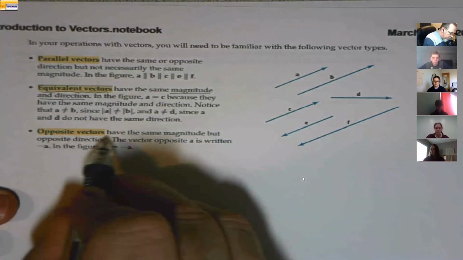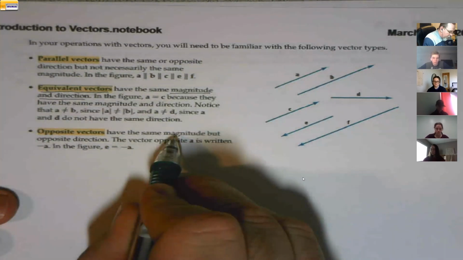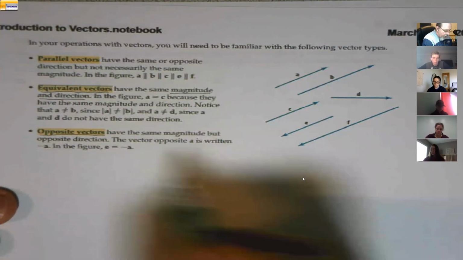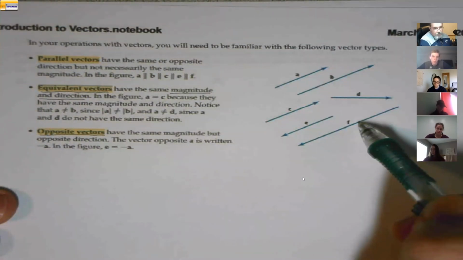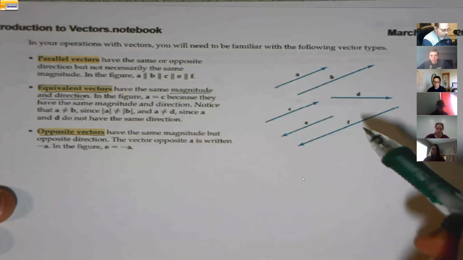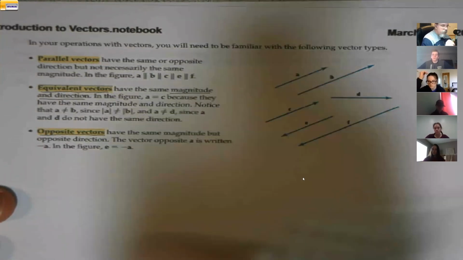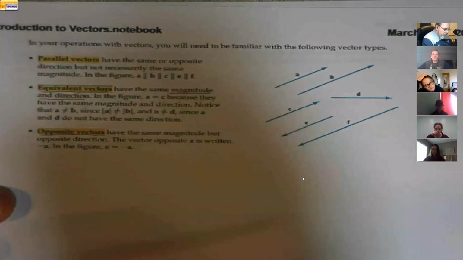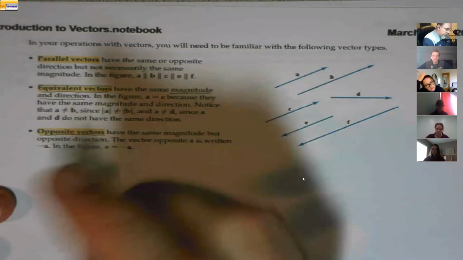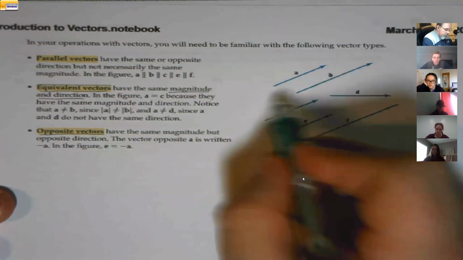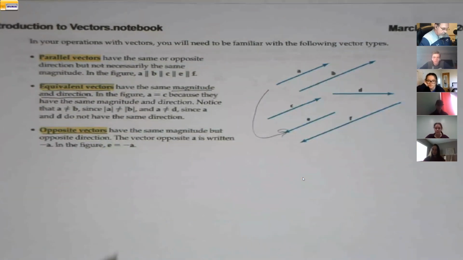Opposite vectors have the same magnitude, but opposite direction. So if you have opposite vectors, like A and F, those are not opposite because they do not have the same magnitude. Even though they are going in the opposite direction, they're not opposite vectors. Opposite vectors must have the same magnitude and be going in opposite directions. So like A and E are opposite vectors. So a little terminology.